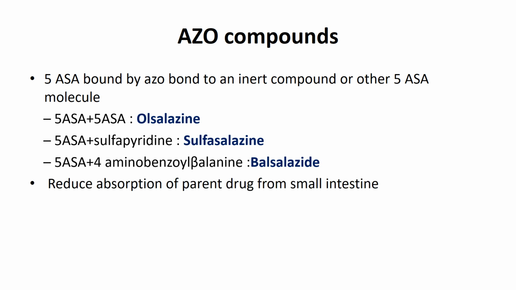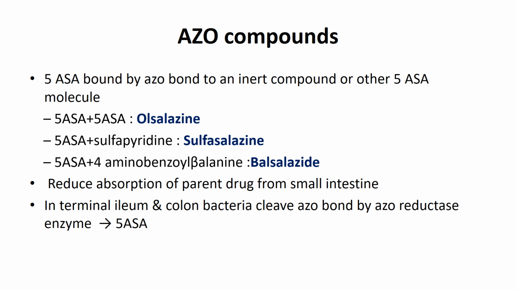Why are they combining? Mainly to reduce the absorption of the parent drug from the small intestine. The 5-ASA can otherwise be readily absorbed from our small intestine. So the main pathology is in the large intestine or in the colon, so the drug has to reach there. For that we have to prevent or reduce the absorption in the small intestine and we have to get the drug to the colon. So we are combining it with an inert compound or another 5-ASA.